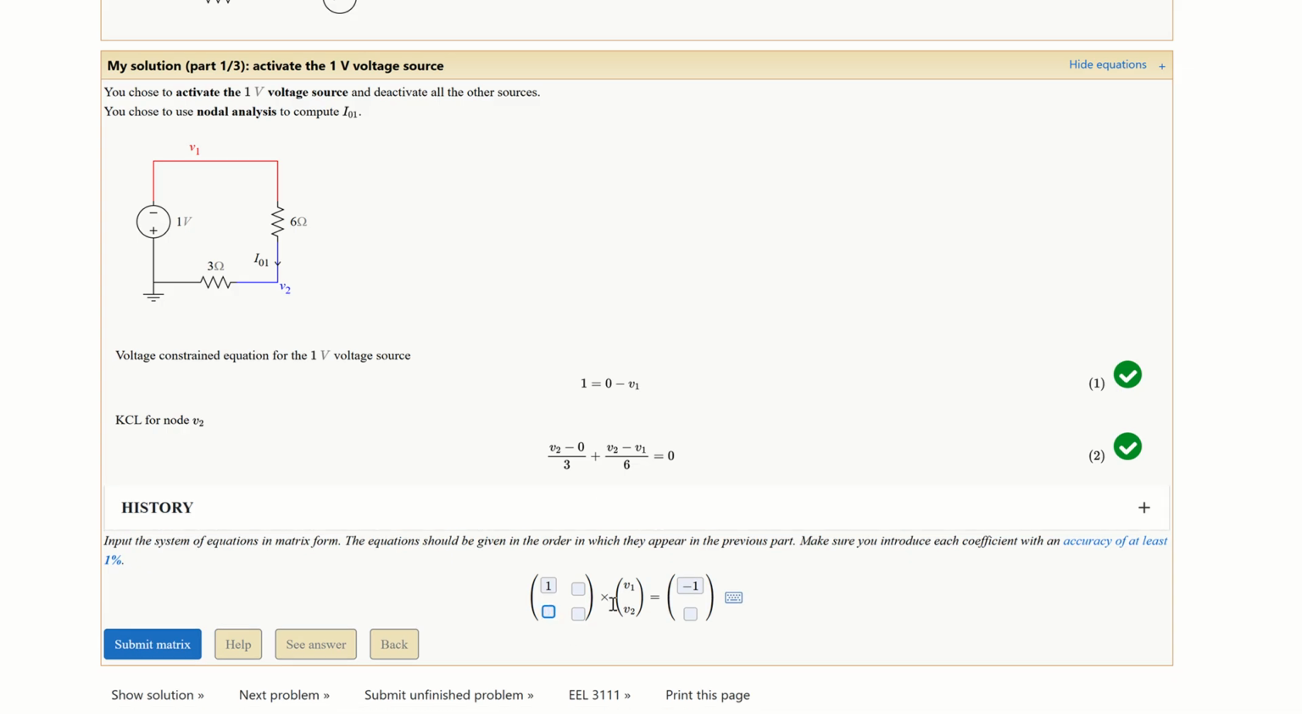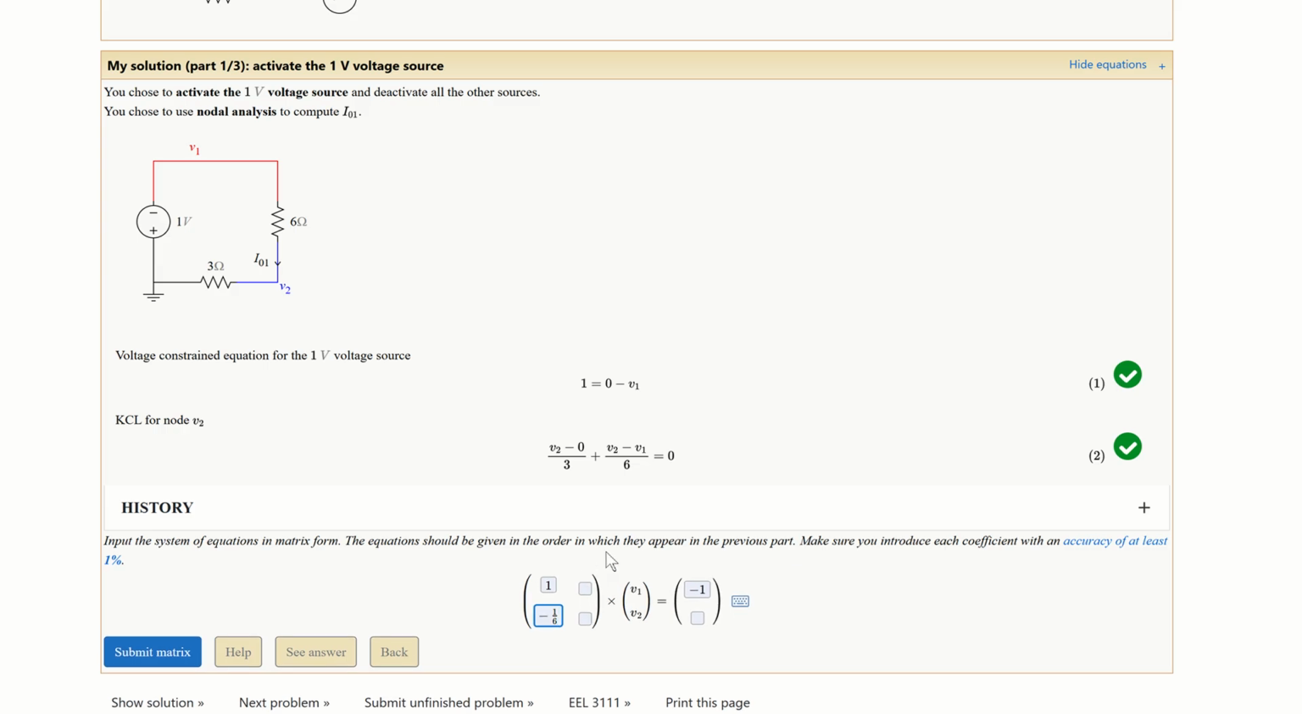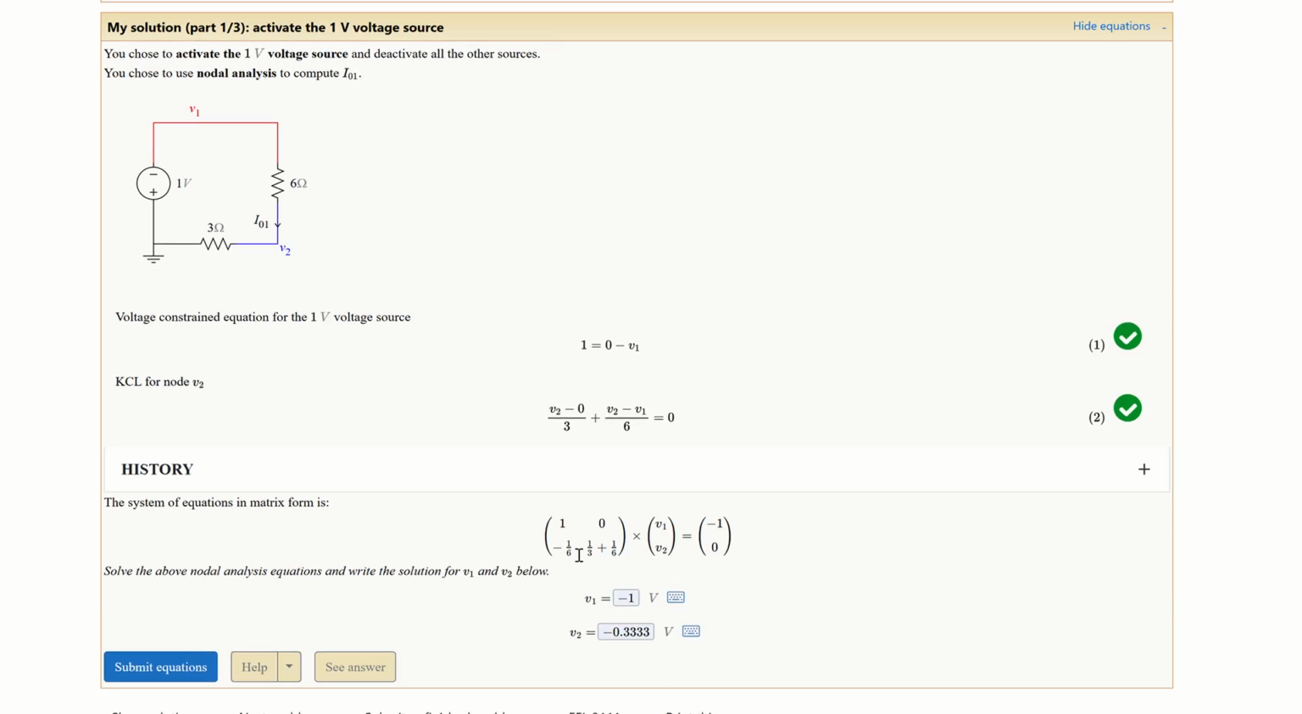So here we go again. V1, if you notice here, our only V1 is this, so it's negative 1 over 6 V1. Negative 1 over 6, that's all we got for V1. And V2, we got 1 over 3. You can notice there's a 1 times V2 right here, so 1/3 times V2, plus 1/6 V2. So we'll put that 1 over 6 in here as well, and that equals 0. Leave that blank. Go ahead and submit.